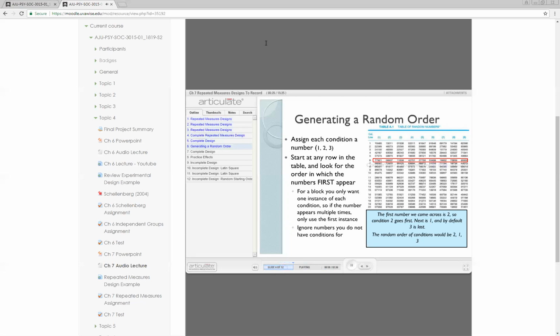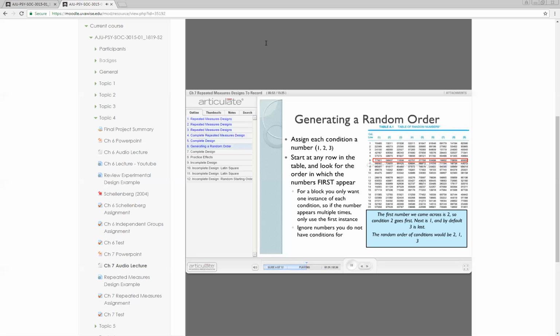Remember that we're doing this by block, so we only want one instance of each condition. So if your number appears multiple times, you would ignore all but the first instance. Also, there are a lot of extra numbers in here that we don't need, so we're just going to focus on the numbers that we've assigned to our block. So in this case, 1, 2, and 3.